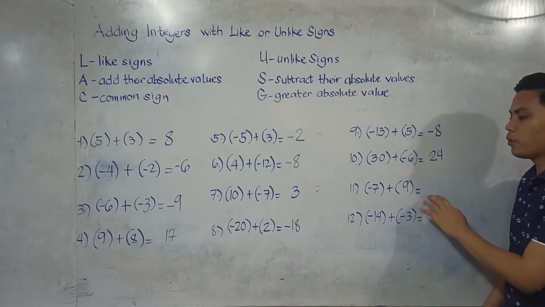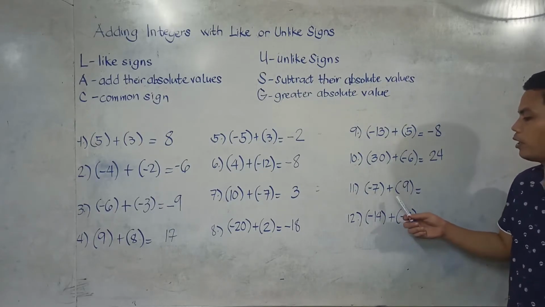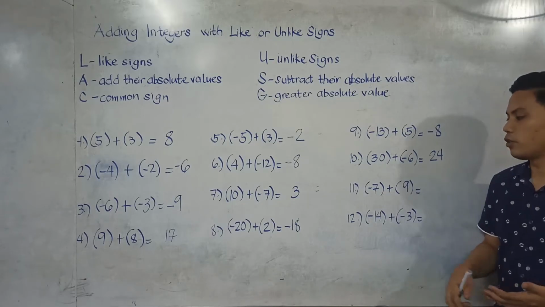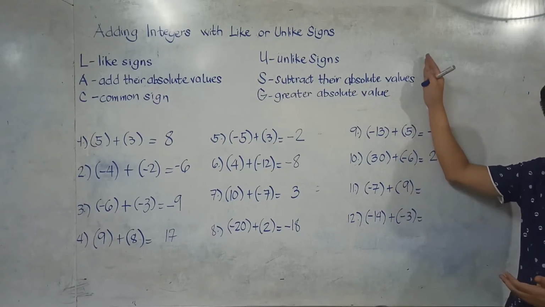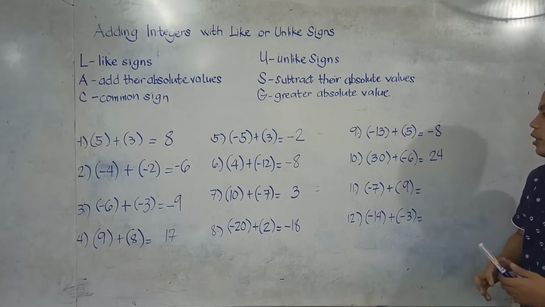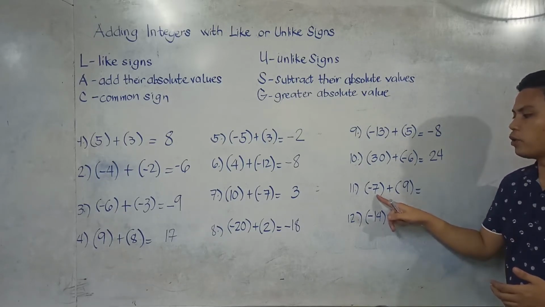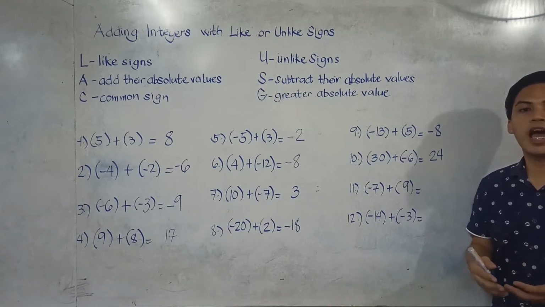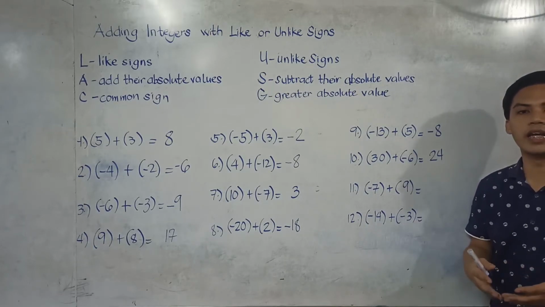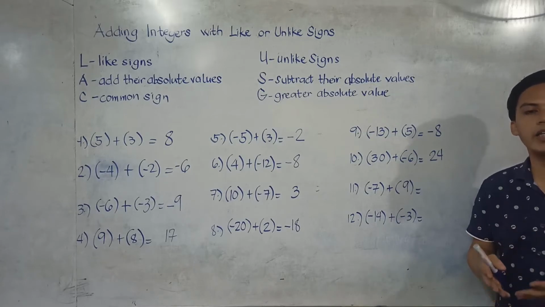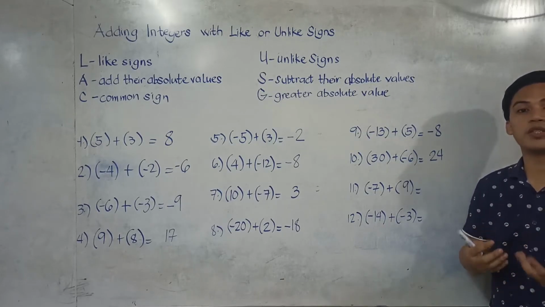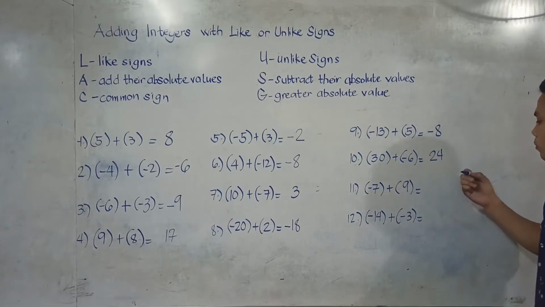Okay. Number 11, we have negative 7 plus 9. So again, they have unlike signs. USG pa rin yung gagamitin natin. So, we're going to subtract. Okay. So, absolute value ng negative 7 is 7. Absolute value naman ni 9 is 9. So, that is 9 minus 7. 9 minus 7, you will have 2.